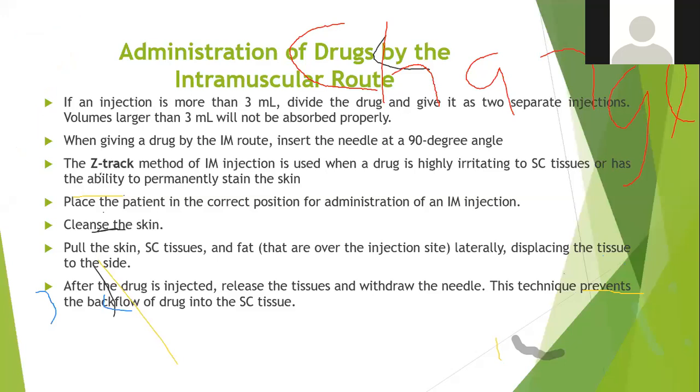And what does it entail? You place the patient in a correct position for administration of this IM injection. Make sure that the site you want to administer the injection to is well exposed, and the patient is also positioned well. You clean the skin with lotion. Make sure the skin is sterile. You pull the skin, the subcutaneous tissue and fat, laterally, and you displace the tissue to the side. After the drug is injected, you release the tissue and you withdraw the needle. This technique will prevent the backflow of the drug into the subcutaneous tissue.